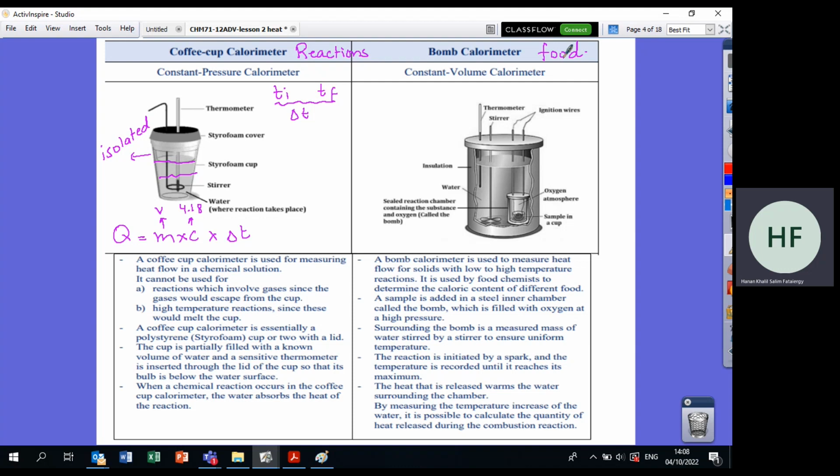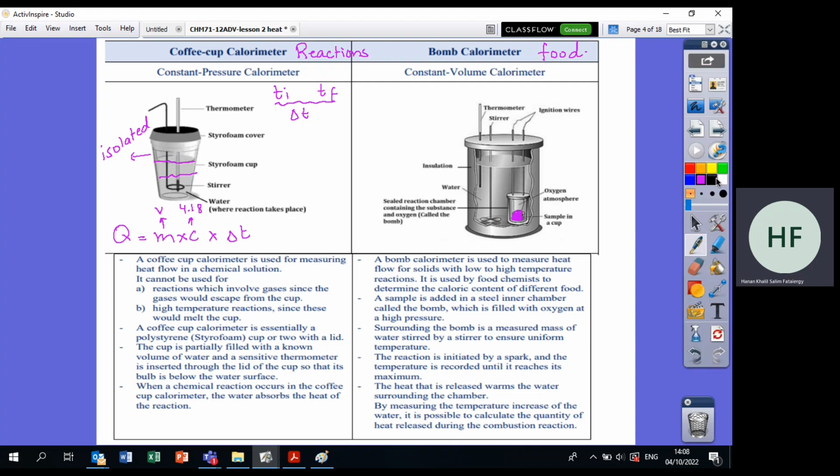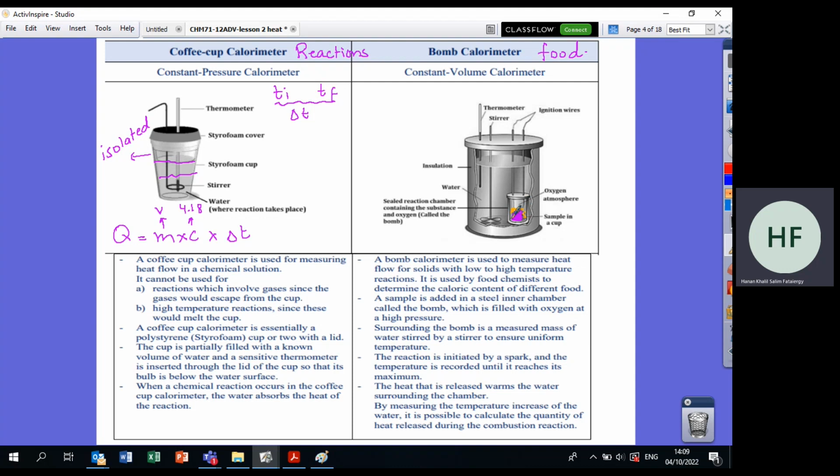Now the bomb calorimeter is used to measure calories in food. How do we measure calories in food? Like if we have a piece of bread and I want to know how many calories are in this piece of bread, so I put it inside this container. I put the bread piece here. And then using these wires, the ignition wires will burn the bread. And when the bread burns, it will release heat. The fire will release heat. The heat will pass through the container to the water. The temperature of water will increase.